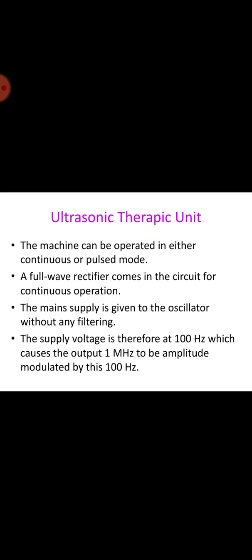A full wave rectifier comes in the circuit for continuous operation, and the main supply is given to the oscillator without any filtering. The supply voltage is therefore 100 Hz, which causes the output 1 MHz to be amplitude modulated by this 100 Hz. In pulsed mode, the oscillator supply is provided by the half-wave rectifier and the oscillator gets the supply only for a half cycle. Thus, the output 1 MHz is produced only for one half of the cycle and is pulsed.